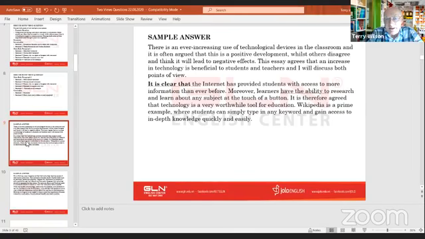Then we have a linking statement using moreover, followed by an opinion. It is therefore agreed. And in this case, there is just one example. So the example being used is Wikipedia, which I'm sure you've all used.